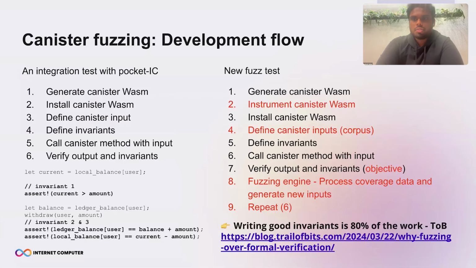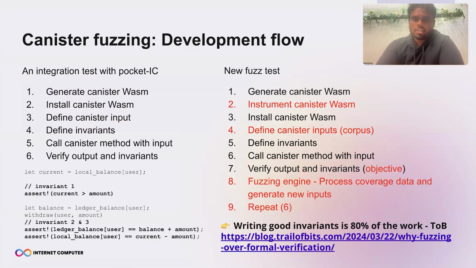So these are the invariants which you check. Now in this new fuzzing flow, after you generate the canister WASM, you need to instrument the canister WASM. And instead of defining a single input, you define a set of inputs. These are called a corpus in fuzzing, where these inputs will be used as the starting case for generating new inputs. Your next steps are defining invariants, calling the canister method with the input, and then verifying the output.